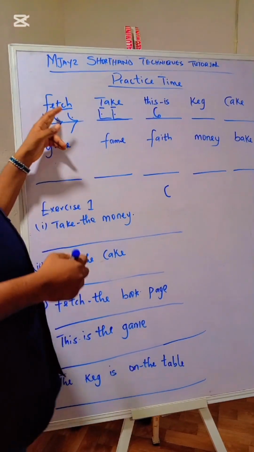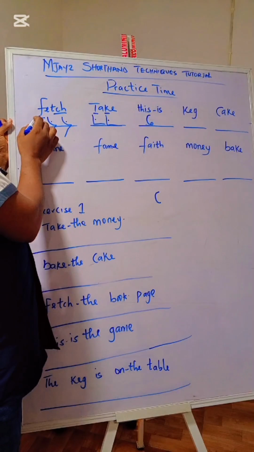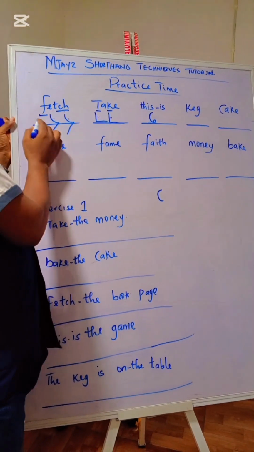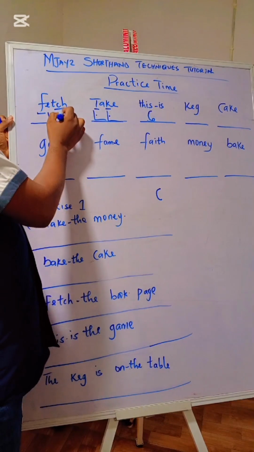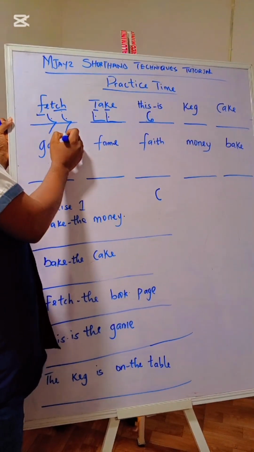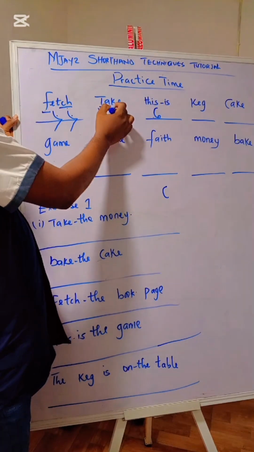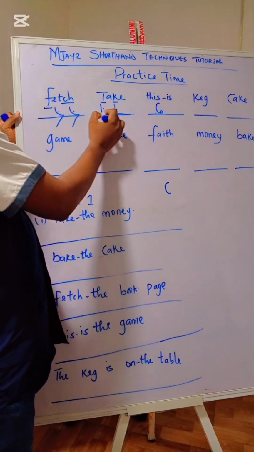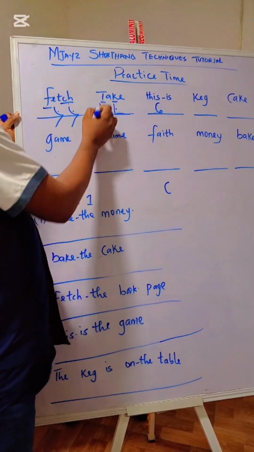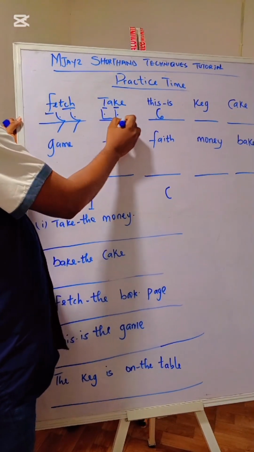So here, the first word is fetch. In the word fetch, we have f and ch. So we have f represented and ch. F, ch, fetch. We have take. In the word take, we have t and k. T is a straight stroke and K is a straight dash. Joining them together, we have T, A, K, take.